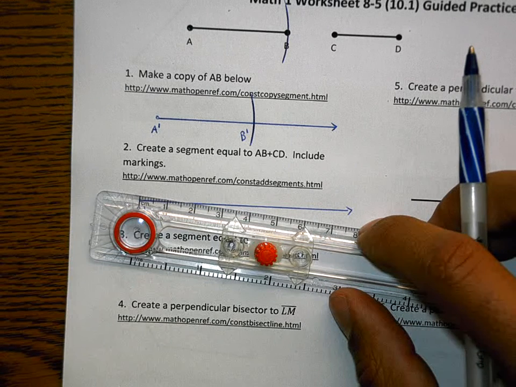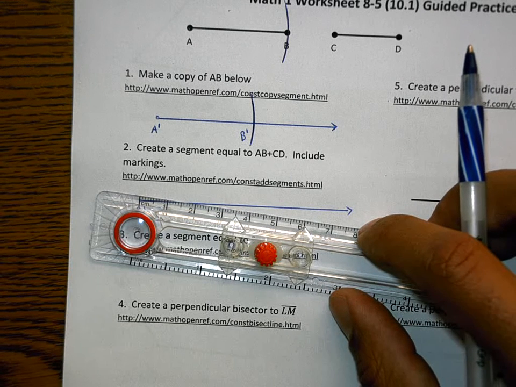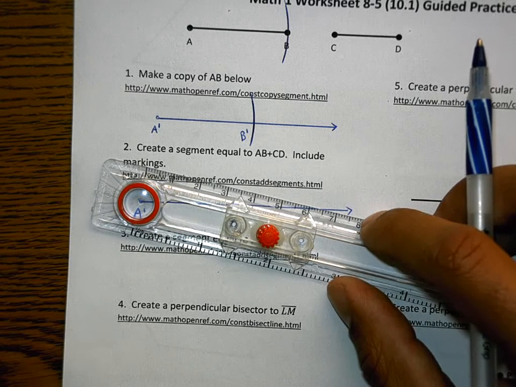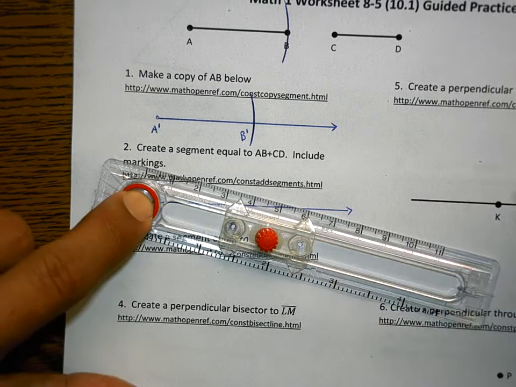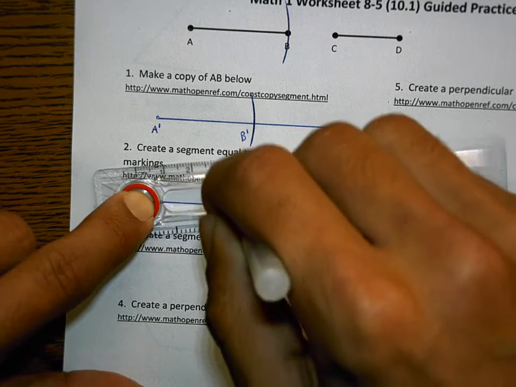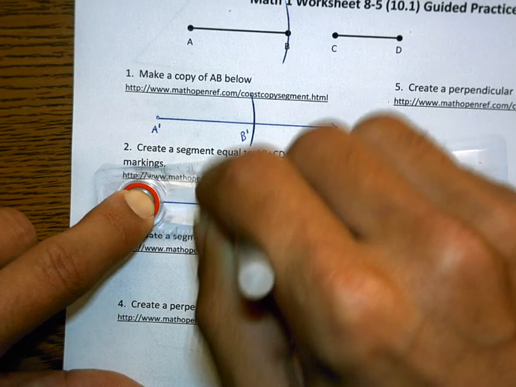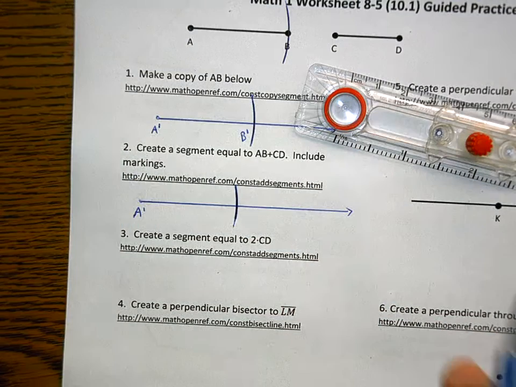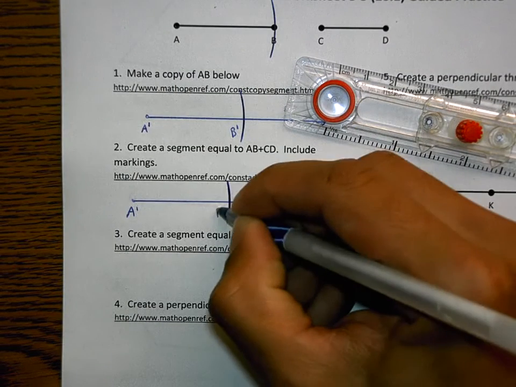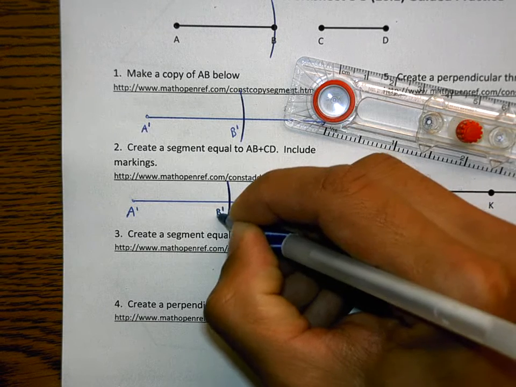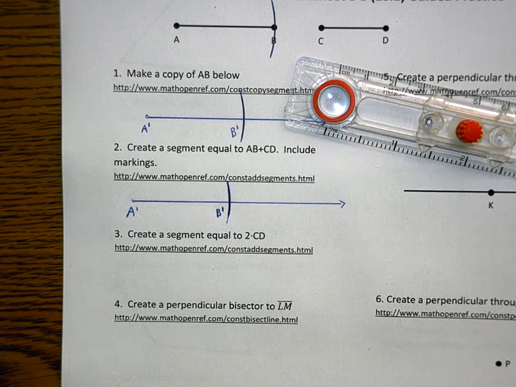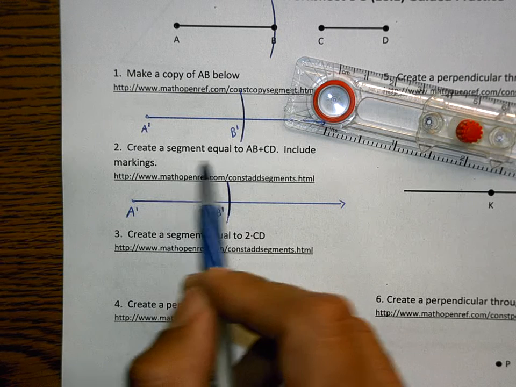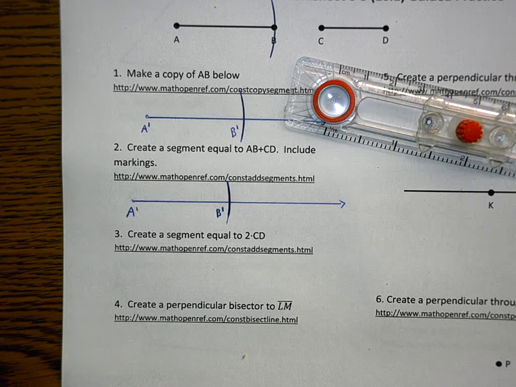Where do I put the bullseye? On A. Not A, A prime. We put the bullseye on A prime. Then I'm going to create an arc by putting my pin in the holder, and I'm going to make an arc. That is now the distance to B prime. Label your intersection. We always label our intersections.